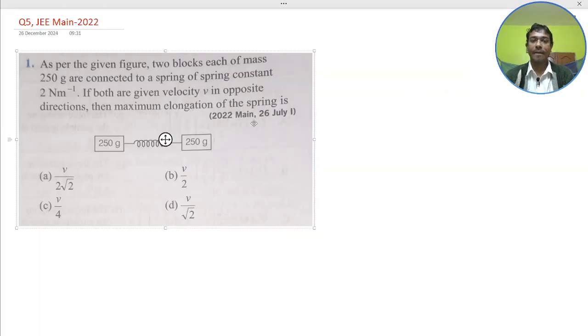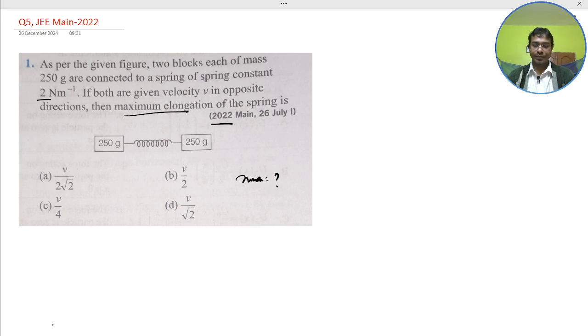JEE Main 2022. As per the given figure, two blocks each of mass 250 grams are connected to springs of spring constant K each 2 Newton per meter. If both are given velocity v in the opposite direction, the maximum elongation of the spring is. Maximum elongation, that means you have to find x max.